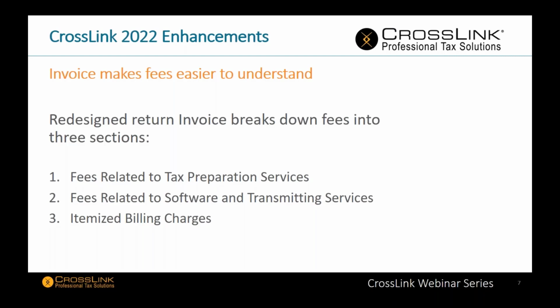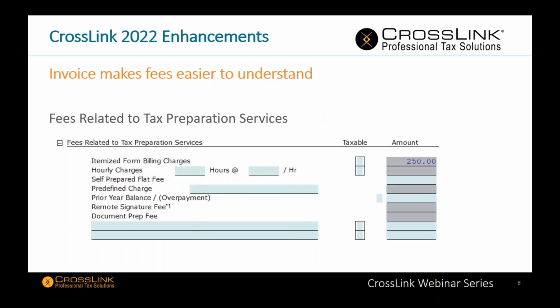And if you wanted an idea of what it looks like, here's the first one, the fees related to tax preparation services. So there it is right there on screen. In my case, I have the program charging per form. It comes out to $250 for this example. But if I had any other types of fees coming in, they would appear here.